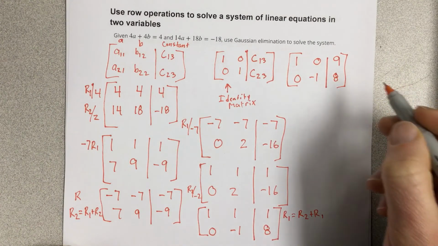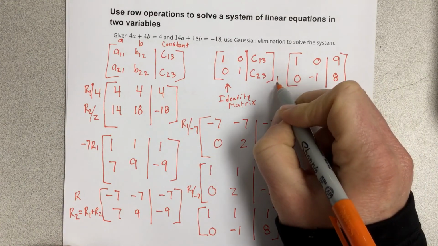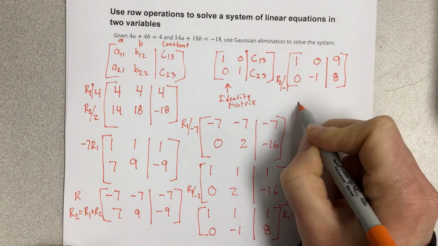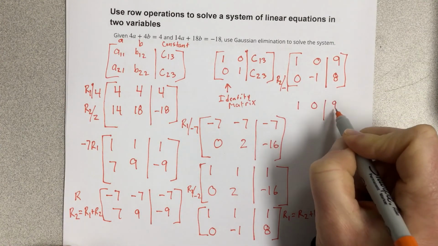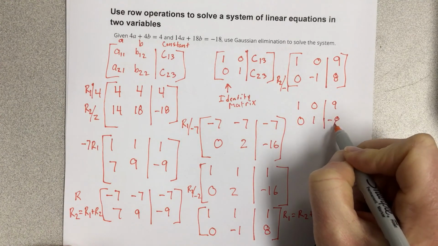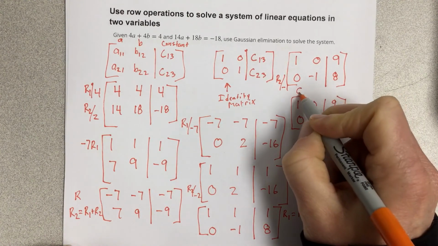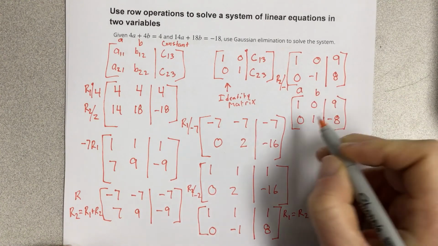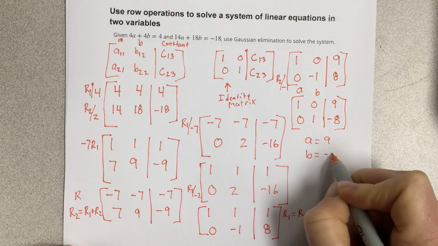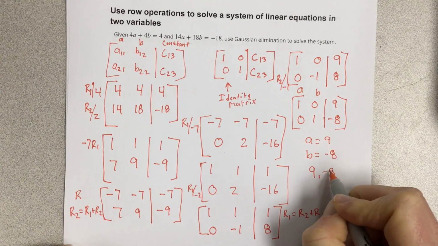So I'm going to divide by negative 1. So I'm going to say row 2 divided by negative 1. And when I do that, I get 1, 0, 9, and this would be 0, 1, negative 8. So my solutions here, remember this is the A column and this is the B column: A is equal to 9 and B is equal to negative 8. So my coordinate there would be 9 comma negative 8 for my solution.